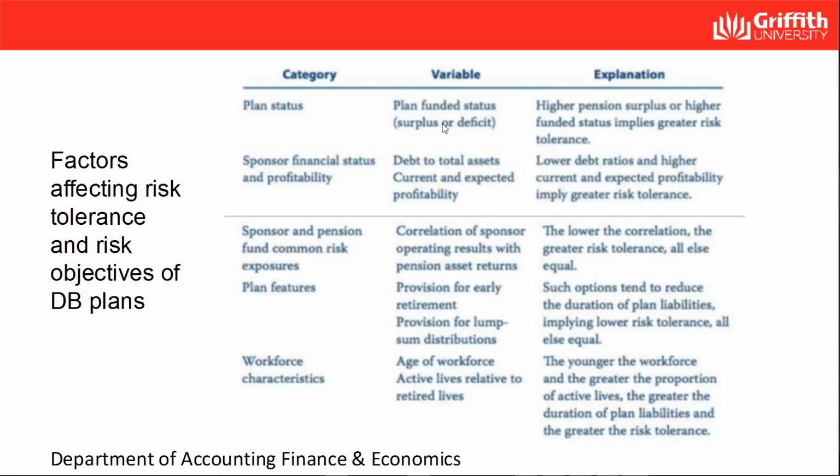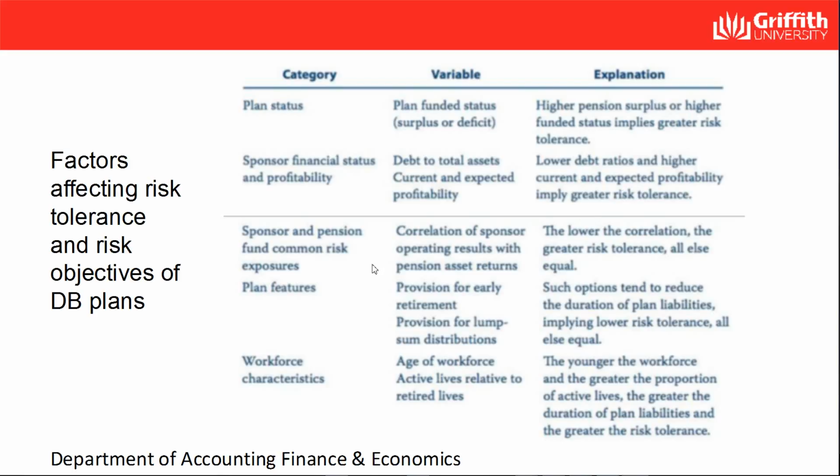So you can see plan status. We need to know if the plan funded status is in surplus or deficit. And a higher pension surplus or higher funded status implies greater risk tolerance. So if it's funded, they can take on more risk. Sponsor financial status and profitability: debt to total assets, current and expected profitability. Lower debt ratios and higher current and expected profitability imply greater risk tolerance.